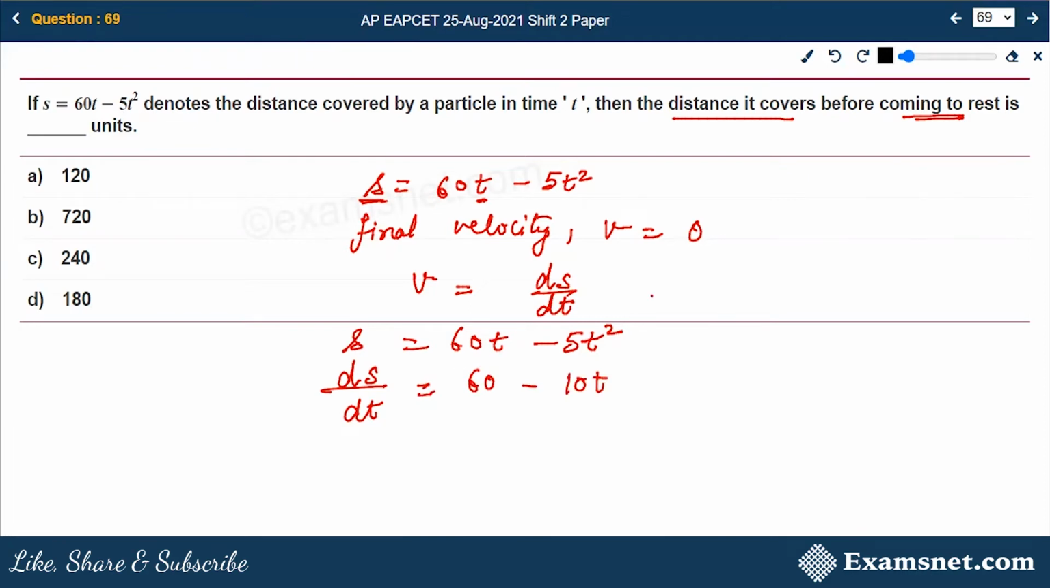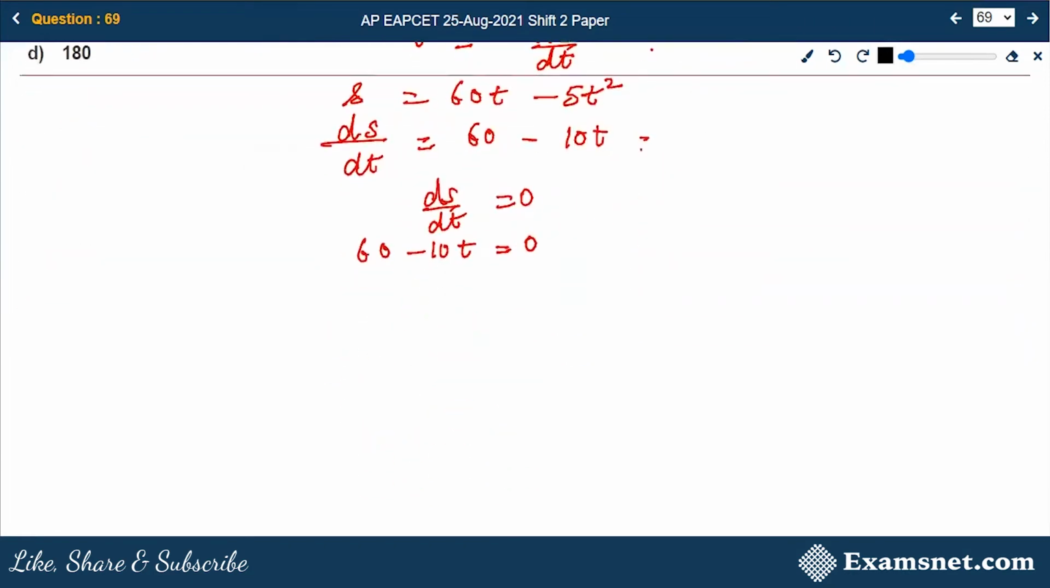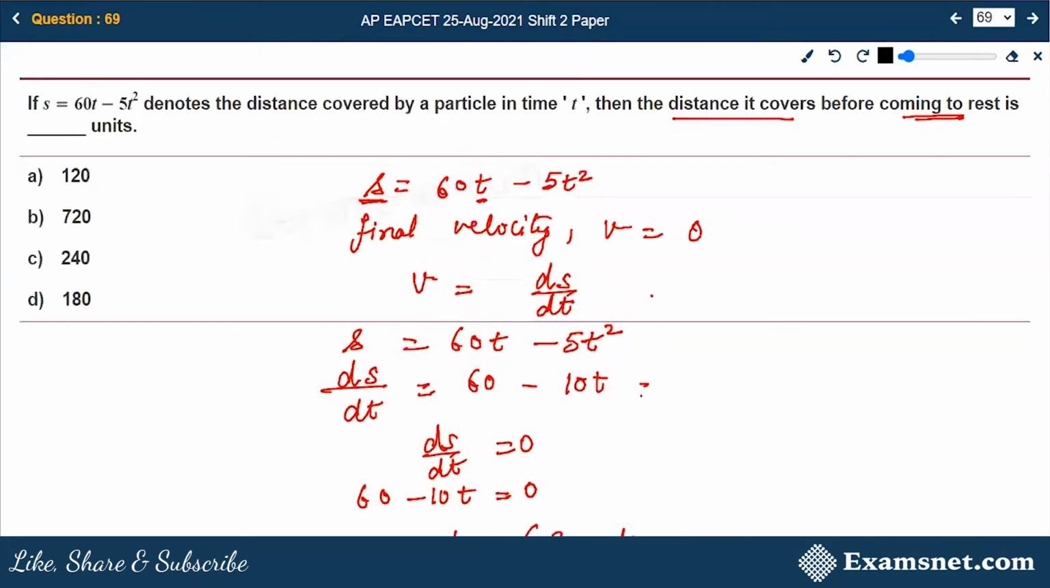So according to the question, this should be equal to 0. This ds upon dt should be equal to 0. That means 60 minus 10t should be equal to 0, which gives you t is equal to 6 seconds. Right? So that means it comes to rest in 6 seconds. The question was, you have to find the distance it covers before coming to rest.